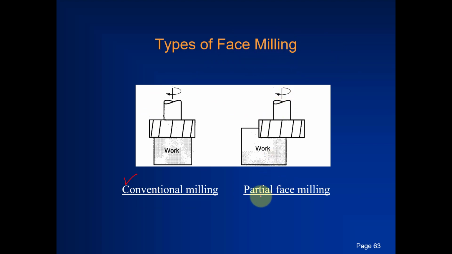So in that it is known as partial face milling, because it is going to remove the material partially from one of the side of the workpiece, and again the axis of rotation of cutter is perpendicular to the surface. So in peripheral milling it was known as side milling, while in face milling it is known as partial face milling.